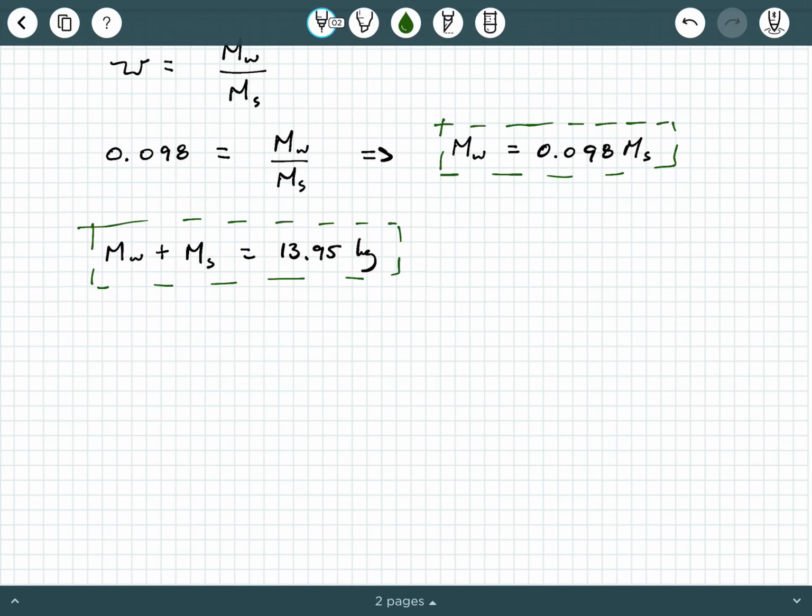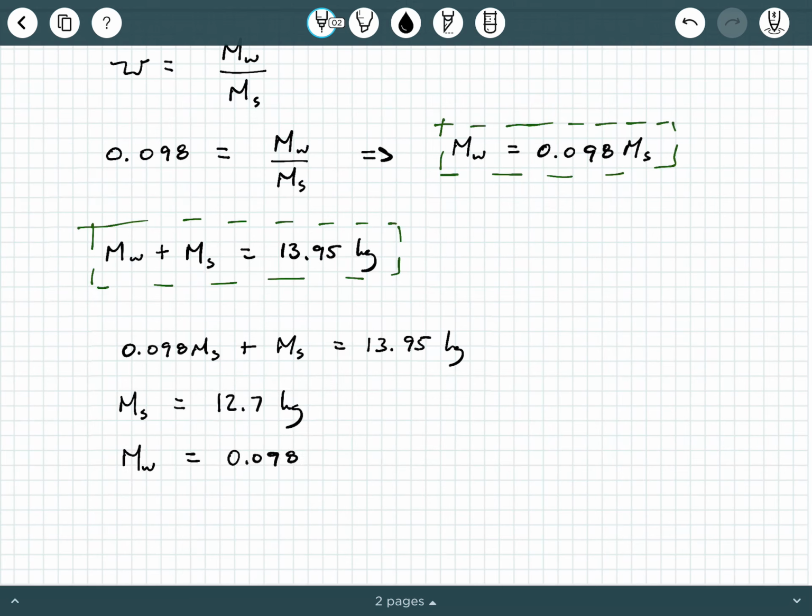So if I put a little dash box around this, what do we have here? We have two equations with two unknowns, okay? Two equations, two unknowns. So now I can say 0.098 mass of solids plus mass of solids equals 13.95 kilograms, and I get a mass of solids equal to 12.7 kilograms, and I get a mass of water equaling 0.098. That's a 9. Looks kind of like a 7. Let me fix that. 0.098 times 12.7 kilograms. And so my mass of water should be 1.25 kilograms.